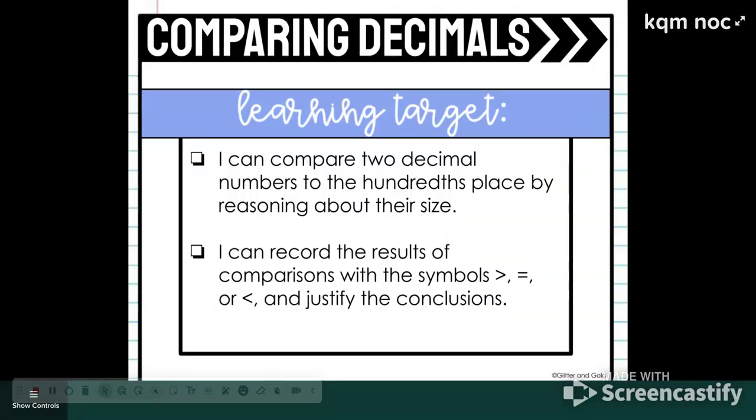So, we're beginning with our learning target. Our learning target is, I can compare two decimal numbers to the hundredths place by reasoning about their size. And the other one is, I can record the results of comparisons with the symbols greater than, equal to, or less than and justify the conclusions.